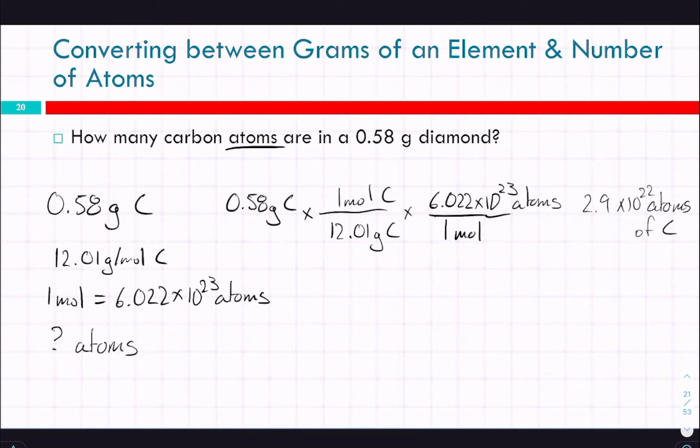The only time you're really going to use this Avogadro's number conversion is when the question is asking for atoms or molecules, or if you're given atoms or molecules, because then you got to go from that to moles, or get to moles so you can get to atoms.